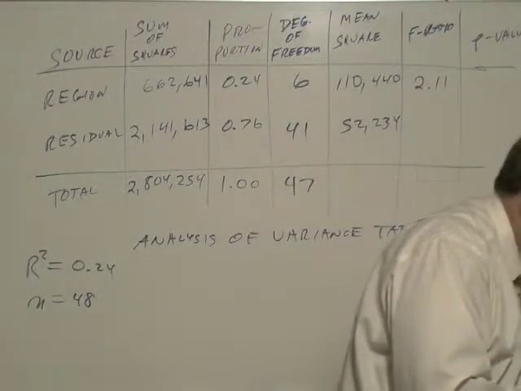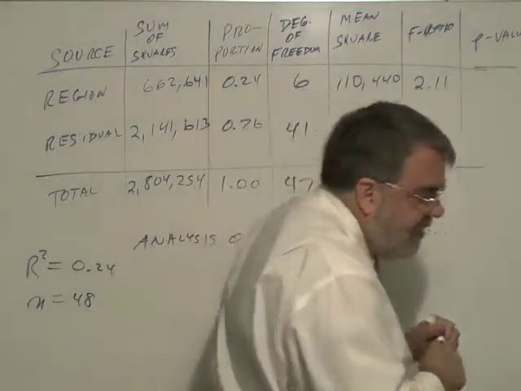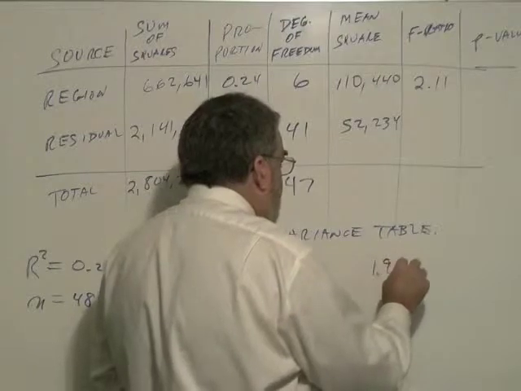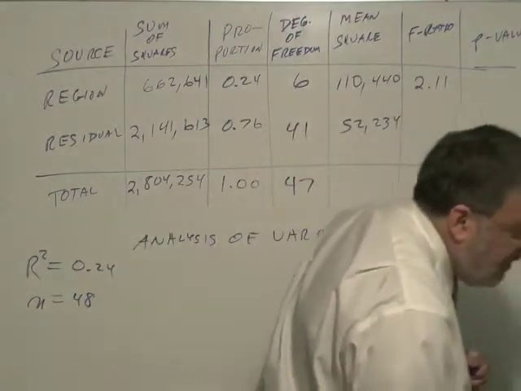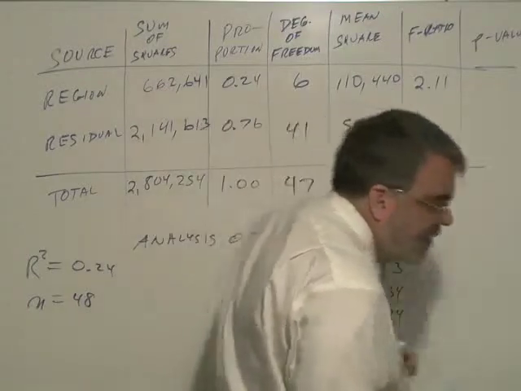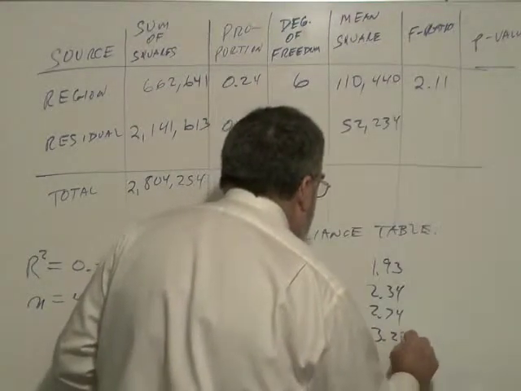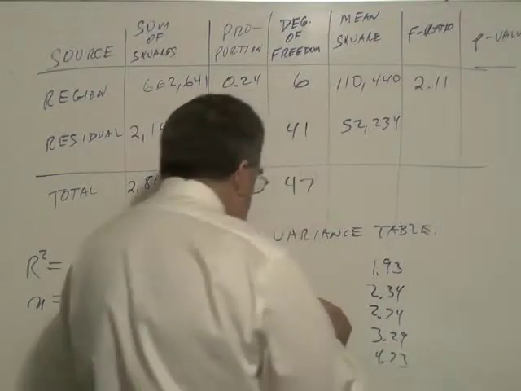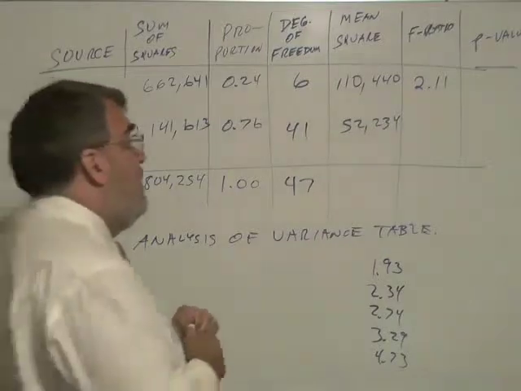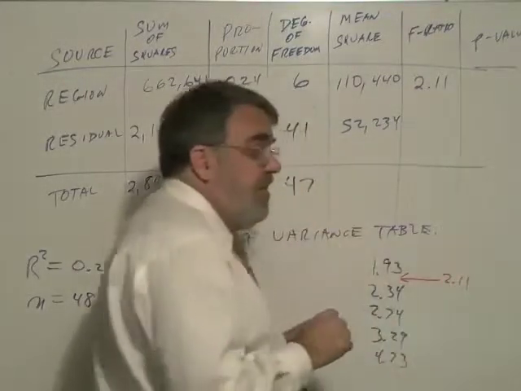1.93 is the first number there. So here are the numbers that I have that are relevant to this problem. 1.93, then 2.34, 2.74, 3.29 and 4.73. There we go. Now then, our F ratio was 2.11. So it fits in between there.